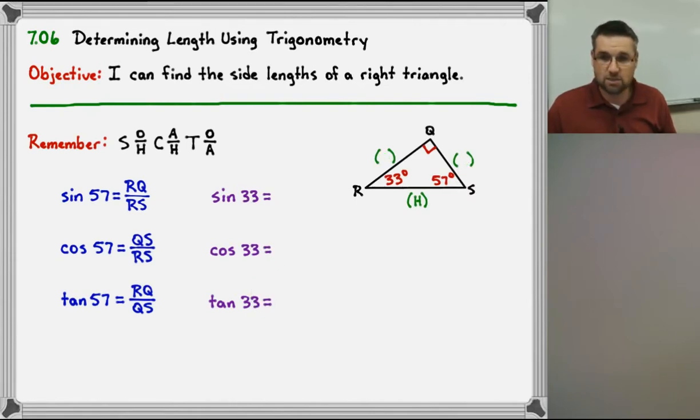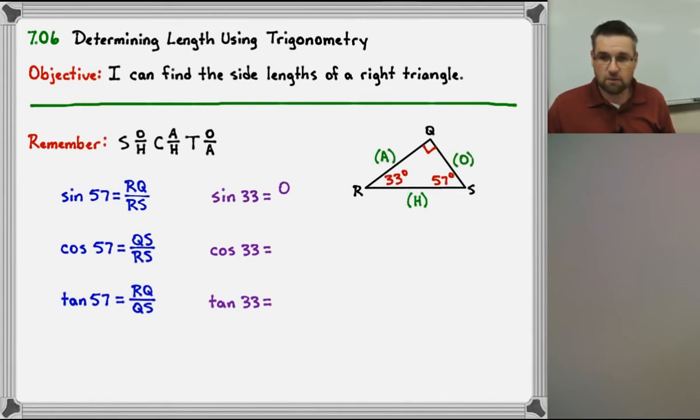So I need to erase those things and replace them with the correct values. Notice h doesn't change. The hypotenuse is always the hypotenuse. But if I'm talking about 33 degrees, the opposite to 33 is this side over here. So I'm going to put an O there and then an A next to the 33 degrees.